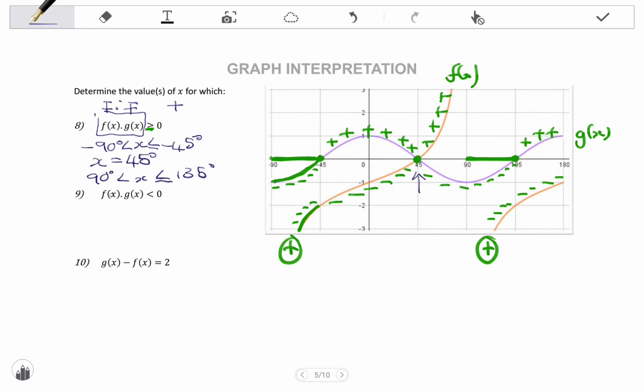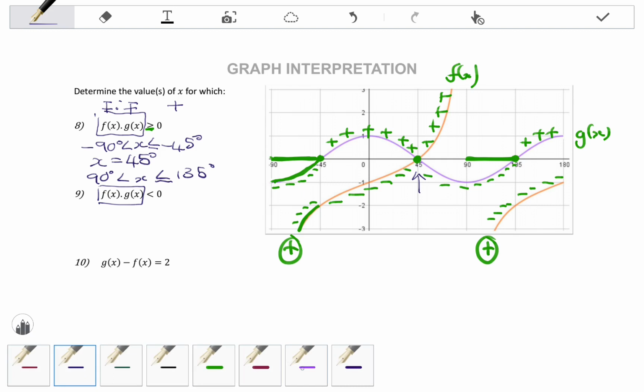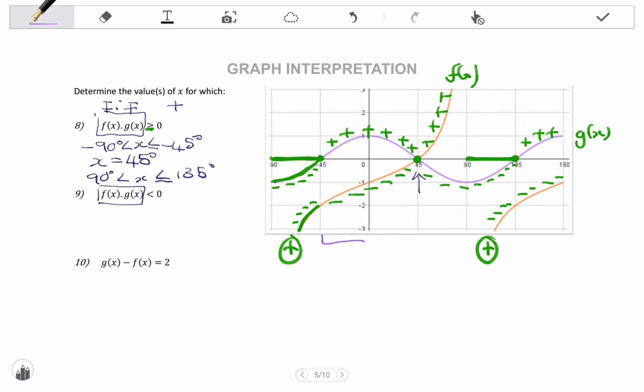Looking at question 9, we have where f of x times g of x is less than 0. So now we are looking at where the product of the y coordinates is negative. So that would be everywhere where it's not positive, right? So from negative 45 to 45, I have a negative product of the y coordinates. Positive times a negative gives me a negative. At 45, the product was 0, which we don't include.